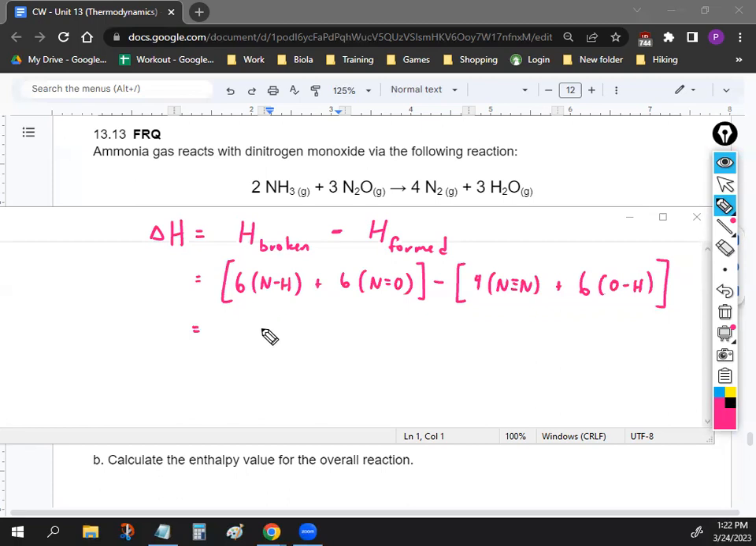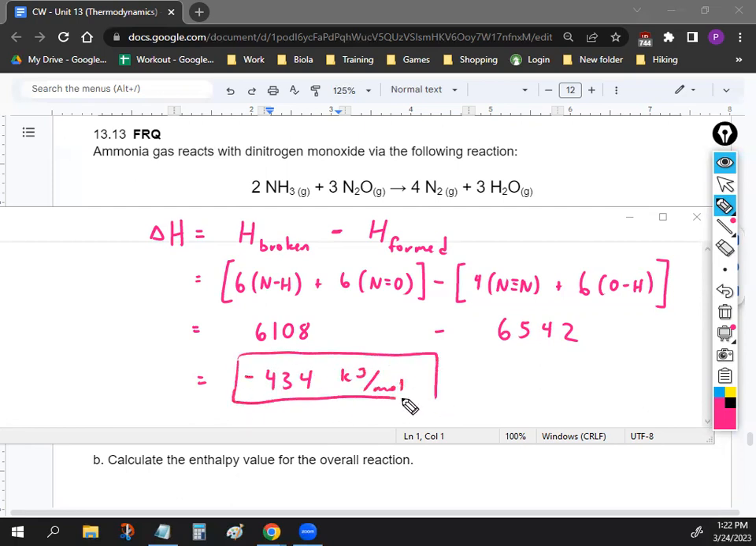You should get a total value for the energy in the bonds broken of 6108, and formed 6542. So you're going to get a total of negative 434 kilojoules per mole. If you got positive, that's on me, so you did it correctly because I gave you the wrong equation. I apologize, but 434 should be your correct answer. Okay?